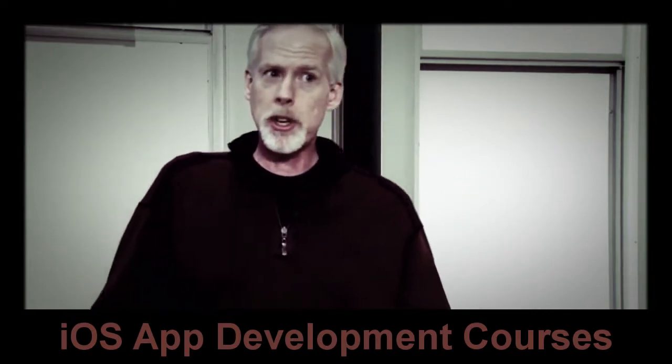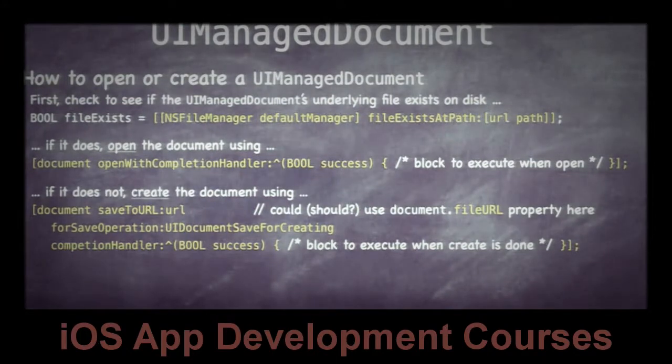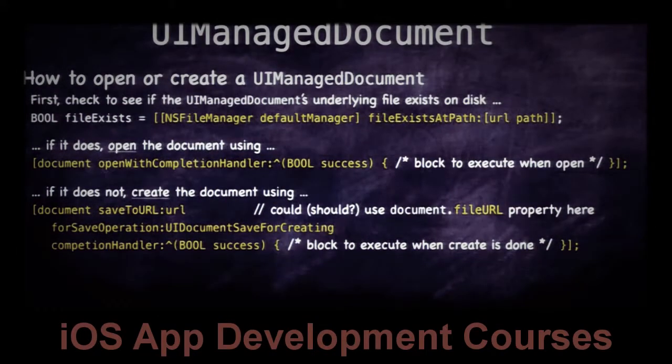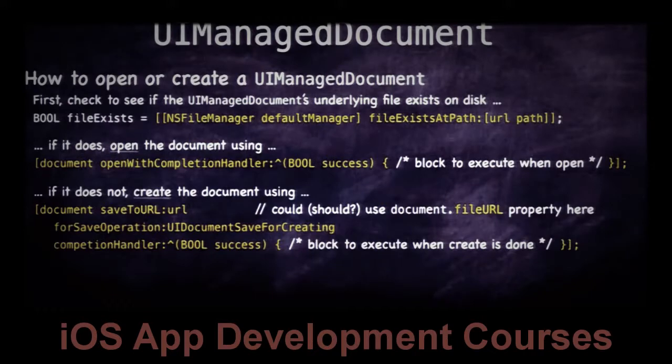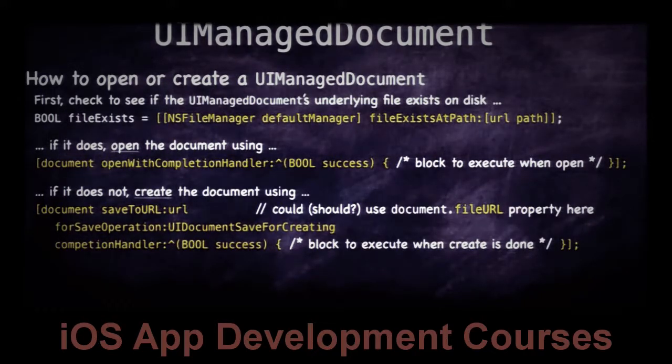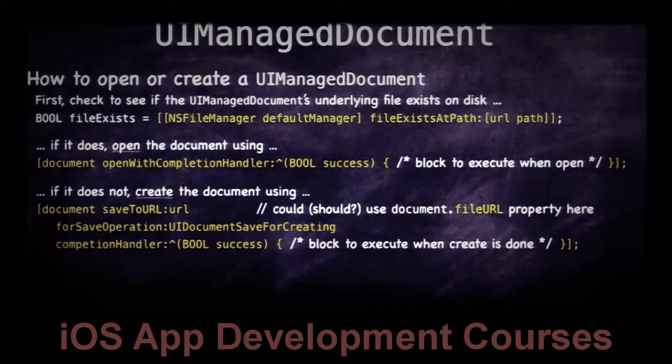To find out whether it exists on disk, we use the file manager: fileExistsAtPath. You have the URL to it, you say NSFileManager defaultManager, that's like a shared file manager. fileExistsAtPath returns a Boolean whether the file already exists. If it does exist, then we're going to open it, and the way we're going to open it is with the UIManagedDocument method openWithCompletionHandler. If it doesn't exist, then we're going to create that document on disk with saveToURL. For the save operation, UIDocumentSaveForCreating is the argument we want there because we're creating this file. Completion handler. What's that completion handler business all about?